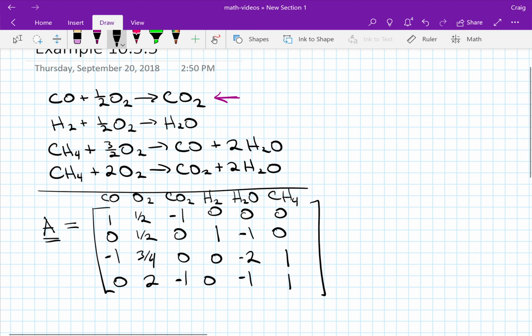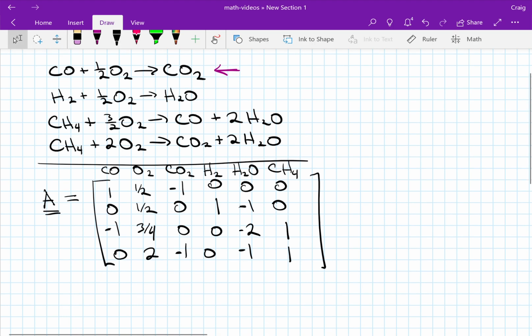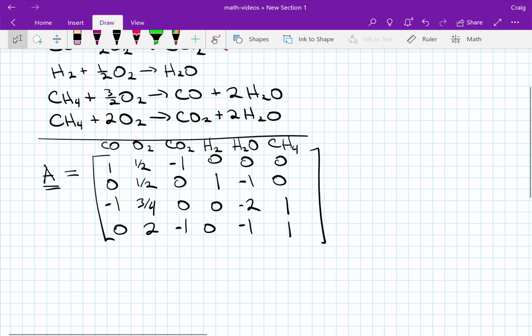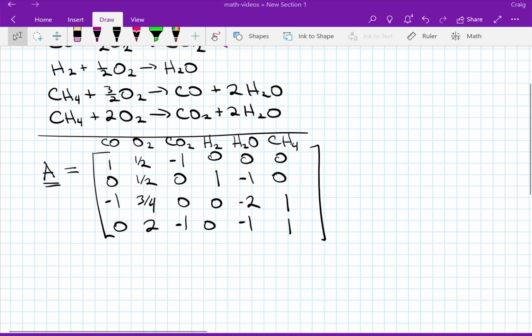So we have 4 equations and 6 unknowns, so the rank of this matrix could be at most 4, but let's go ahead, we will do row reduction. So if I go to Wolfram, there we go, and I enter the mass balance matrix, so I've got 1, 1/2, -1, 0, 0, 0. That's my first reaction.